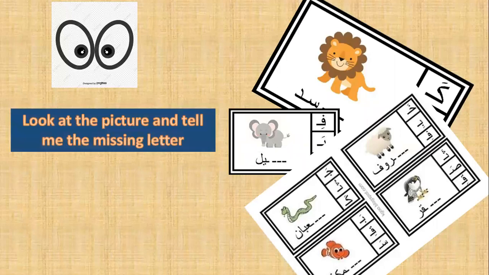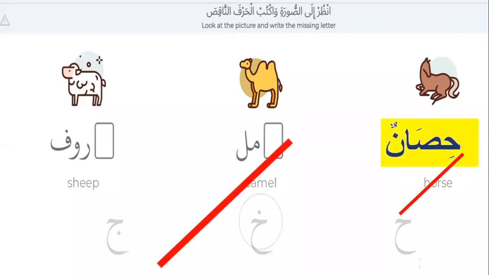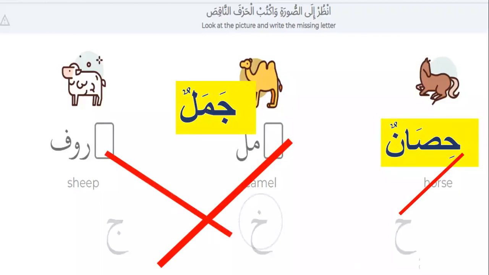Look at the picture and tell me the missing letter. Look and tell me. Number one, حصان. Number two, جمل. Number three, خروف. Yes.